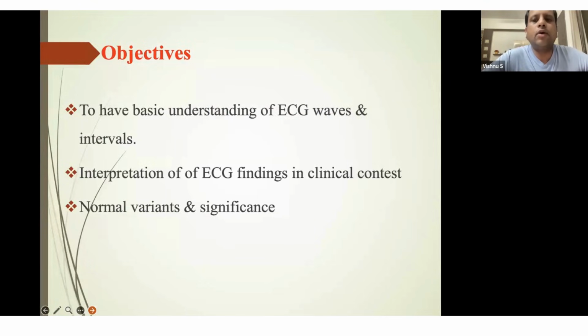Objectives will be understanding the basic ECG waves and intervals, the normal variations, and interpretation of ECG findings in clinical context. That is the most important thing. Whatever ECG you interpret should be in the context of the clinical situation only. It has a value. Then the normal variants and their significance we will discuss as we proceed.